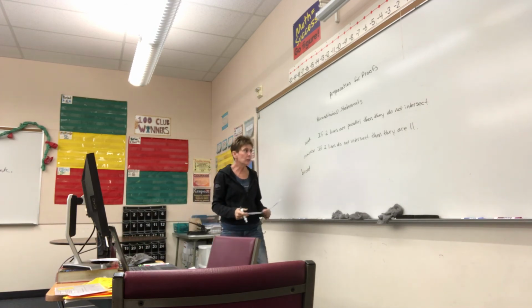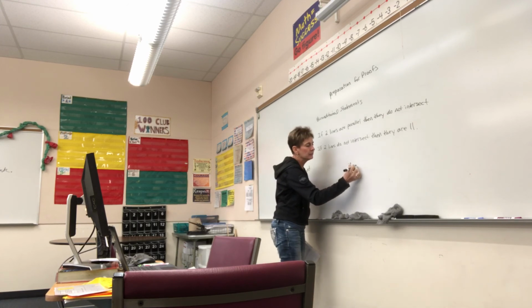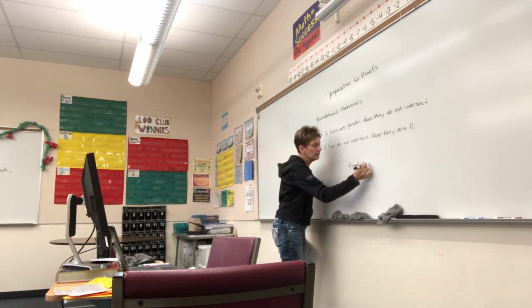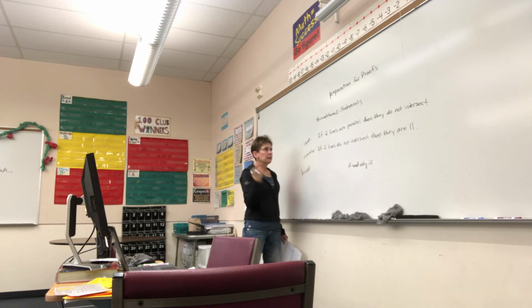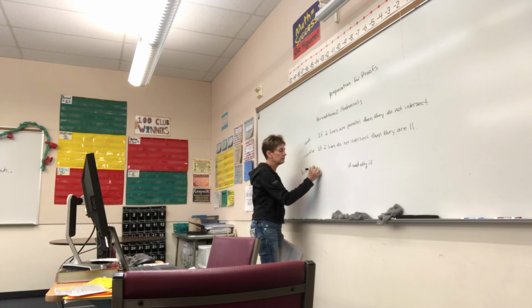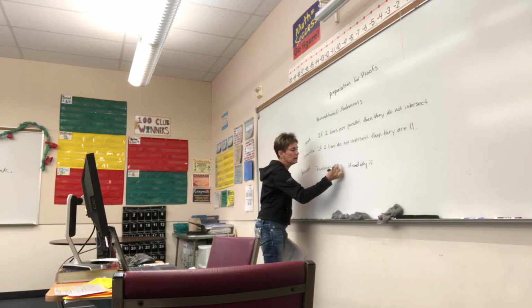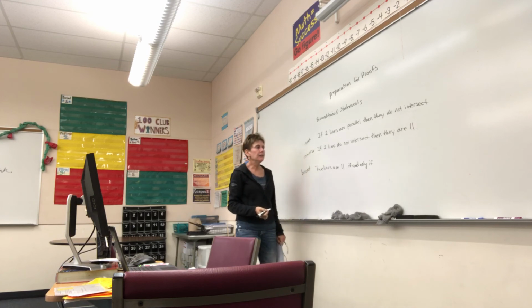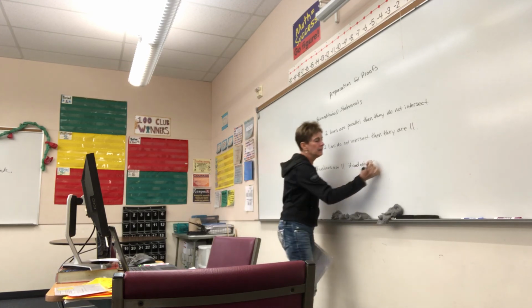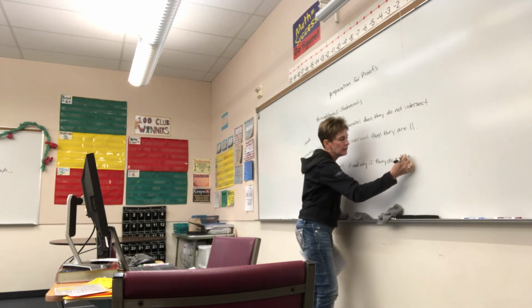Okay, so with a biconditional statement, remember we want an if and only if in the middle. So I'm going to write that down. And then we'll put the P, or the hypothesis from the original statement, first. So, two lines are parallel if and only if they do not intersect.